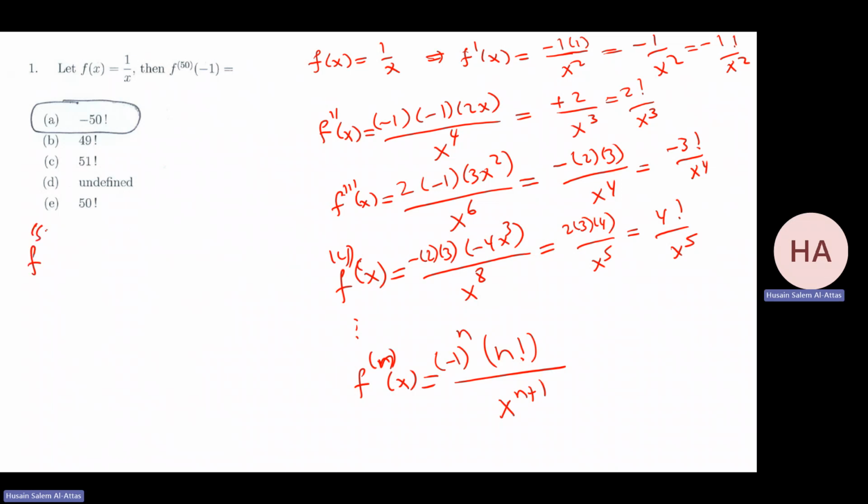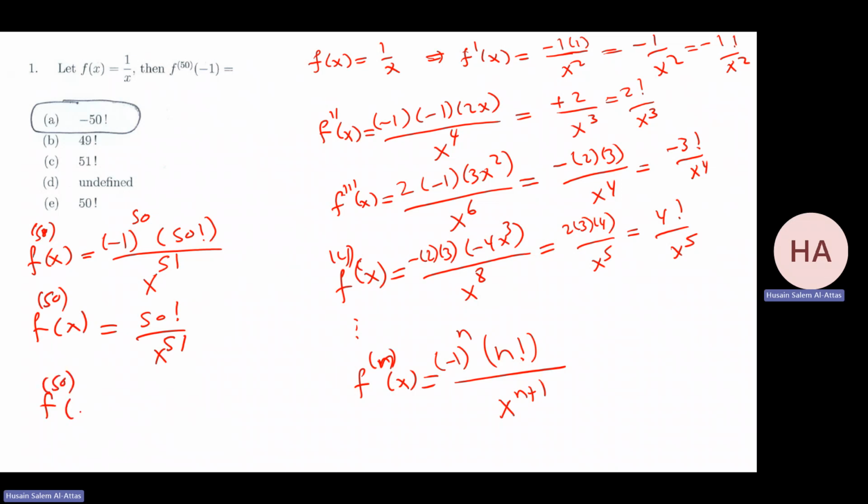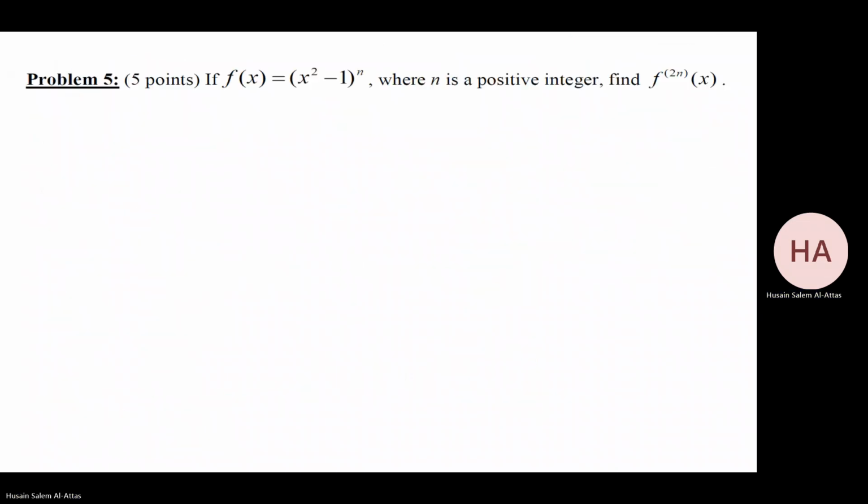What they want is the 50th derivative. And that will be what? Just substitute minus 1 to the power 50, 50 factorial over x to the power 51. Minus 1 to the power 50 is 1. So it will be 50 factorial over x to the power 51. This is the 50th derivative at x. Now I want to do it at minus 1. So it will be 50 factorial over minus 1 to the power 51. This is minus 1 to the power of an odd number. That will be minus. So it will be minus 50 factorial, which is this one.